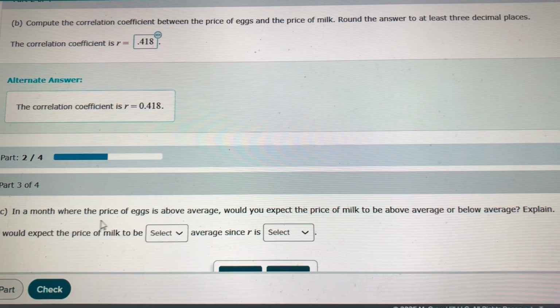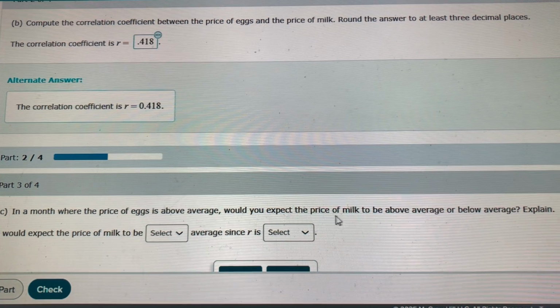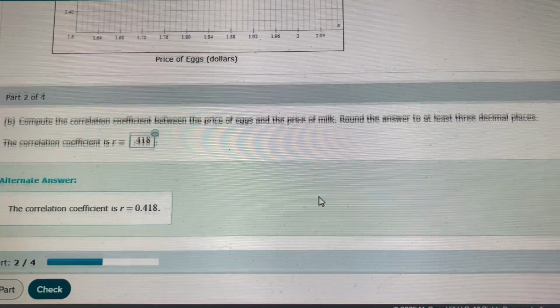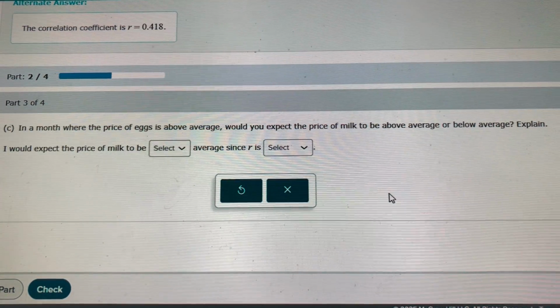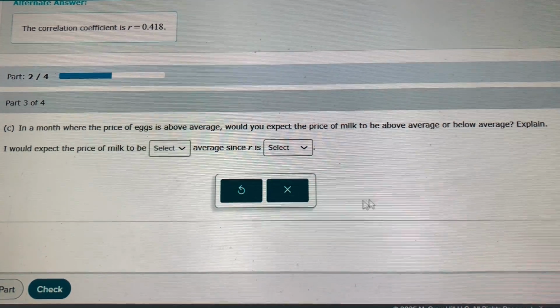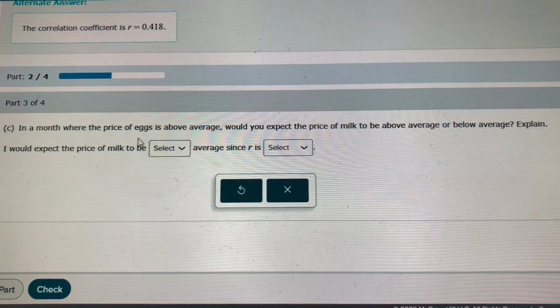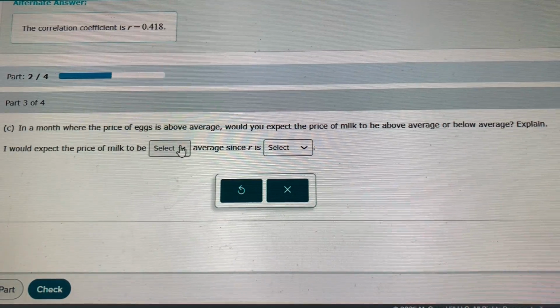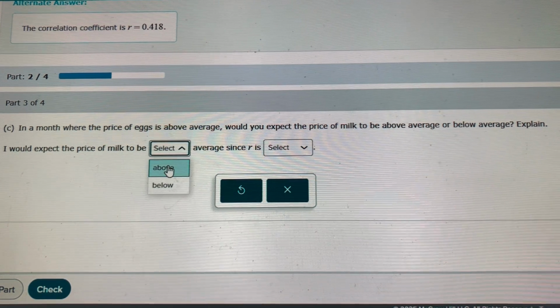In a month where the price of eggs is above average, what would you expect the price of milk? Would you expect the price of milk to be above average or below average? Well, this is a positive, even though it's a weak correlation, it's positive. So when correlation is positive, as one variable increases, so does the other one. So if eggs are above average, then milk should also be above average. It's just you're not going to predict it very accurately because it's a weak correlation. But milk should be above average since R is positive.